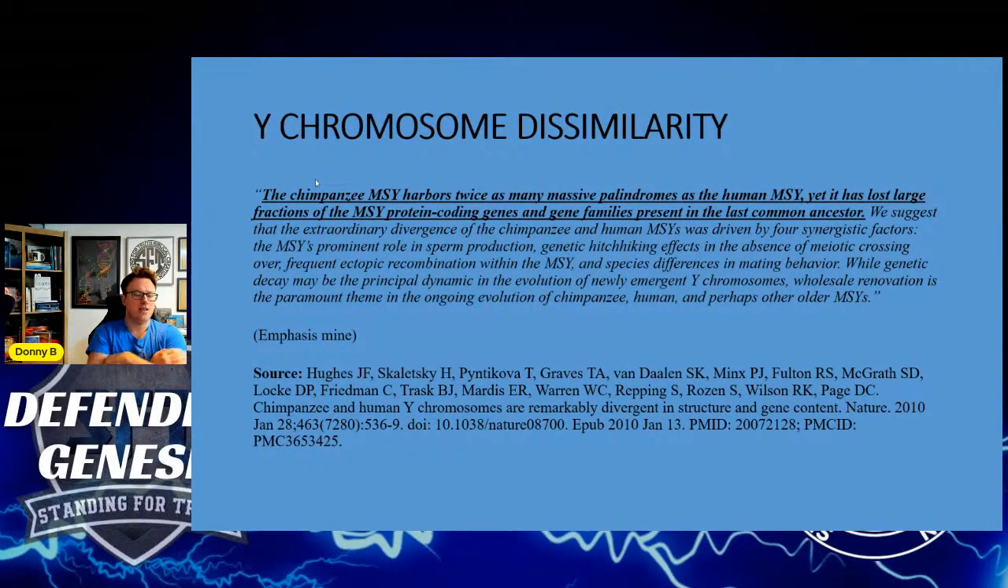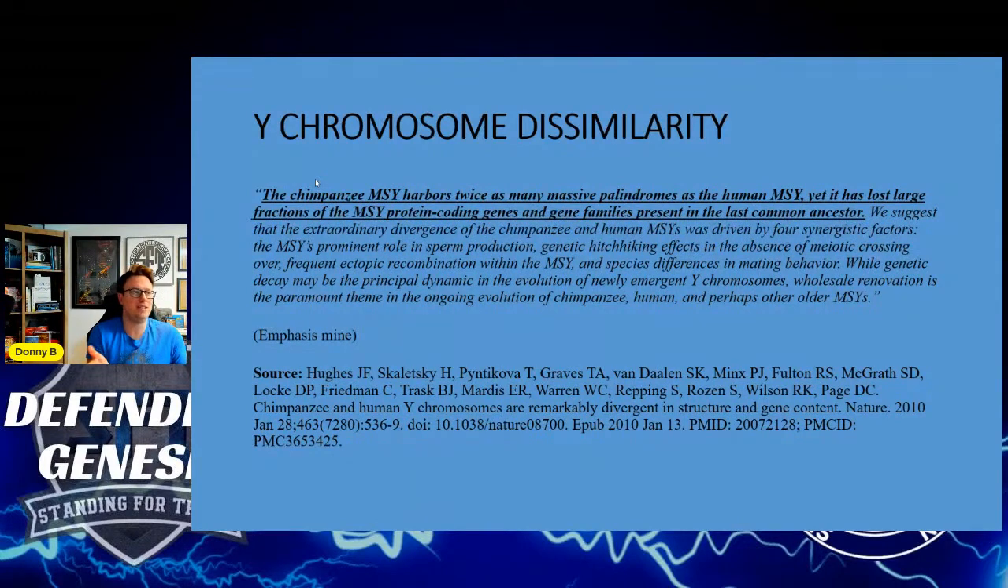Notice this. The chimpanzee MSY, this is right from their literature, guys. We are destroying universal ancestry and confirming separate ancestry directly from the evolutionary literature. The chimpanzee MSY harbors twice as many massive palindromes as the human MSY. Yet it has lost, so they assume there's been this massive loss. They can't even question their basic assumption of ancestry.